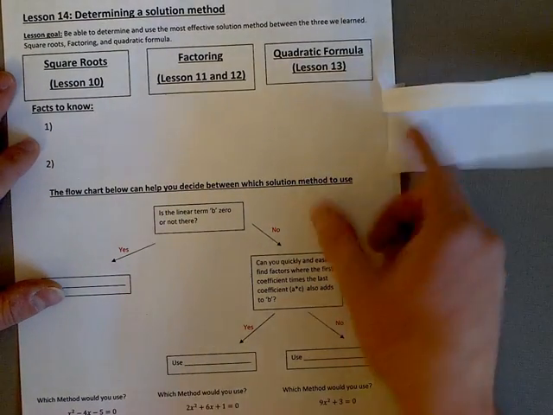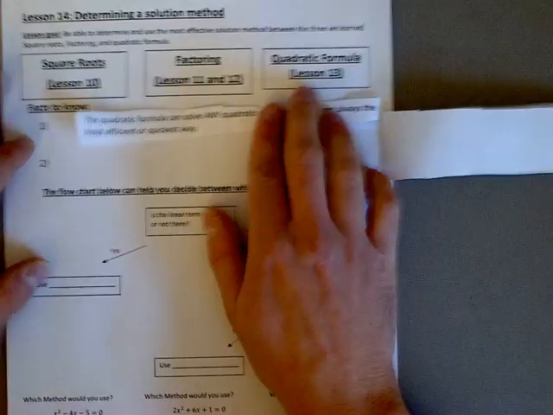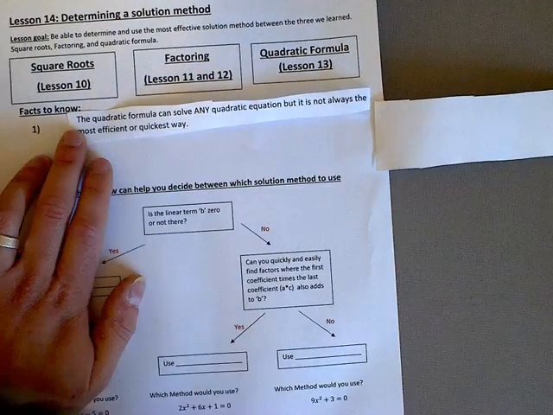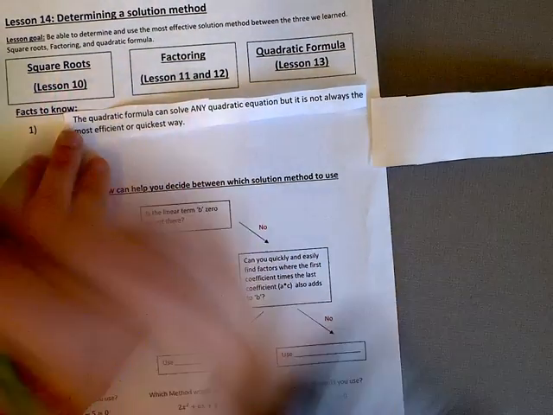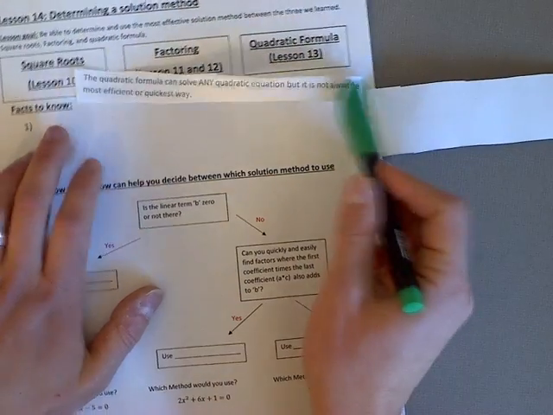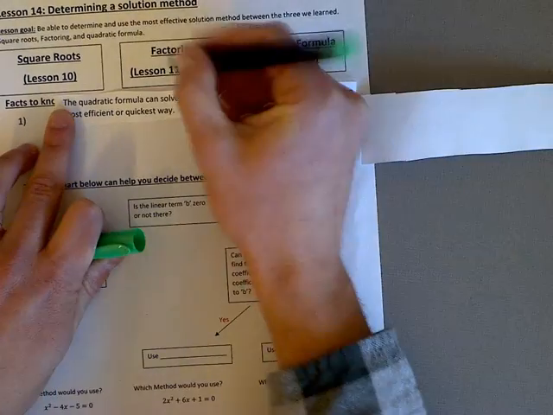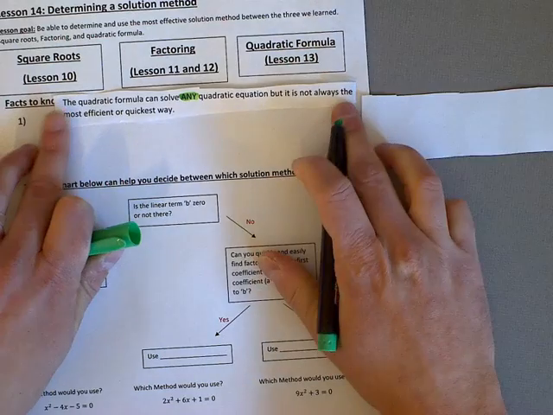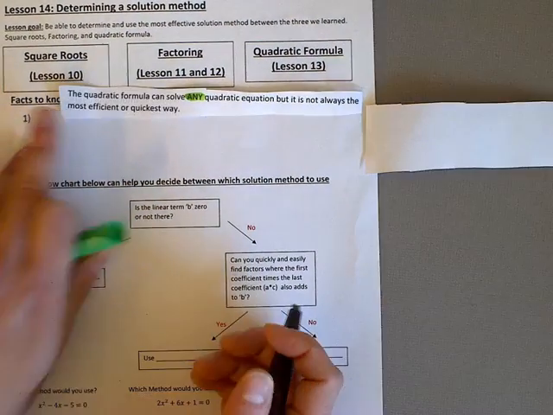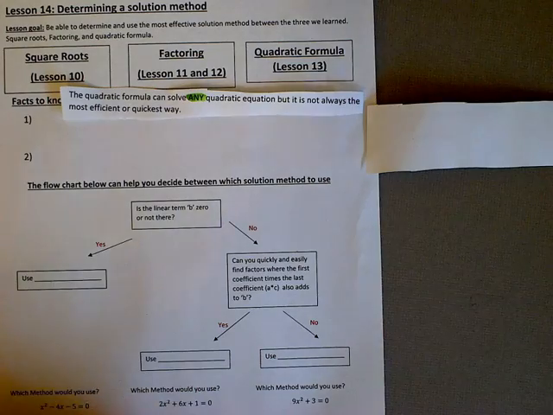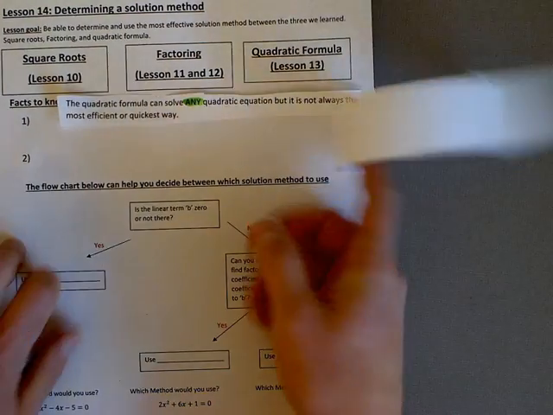So the first fact to know is that the quadratic formula really can be used in any case. When square roots or factoring can be used, the quadratic formula can be used instead. So it can be used for any of the methods, but it's not always the most efficient or quickest way. That's where being able to choose the method is important.